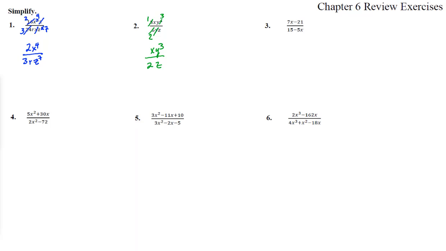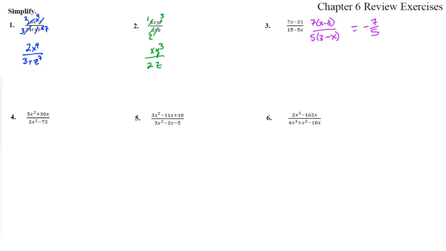Number 3. Got to factor the top, so we have a 7 times x minus 3. And on the bottom, if we take out a 5, we get a 5, and we're left with 3 minus x. Oh, let's remember, there's something special about this. Yeah, some of you may remember you can cancel an x minus 3 and a 3 minus x. They're exactly opposite of each other, so they cancel to -1. So we're going to be left with -7/5.